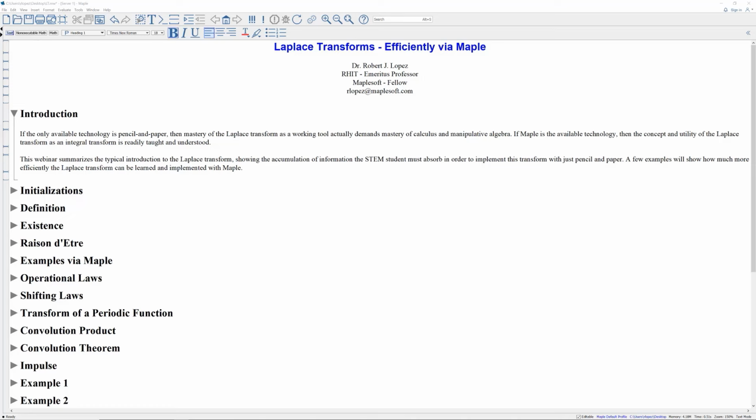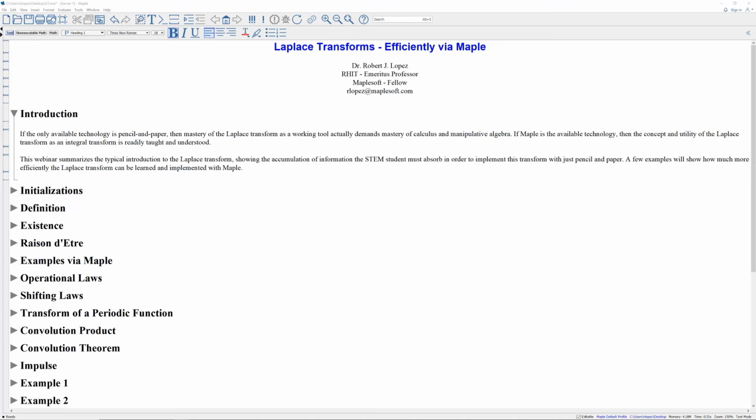Almost all ignore a technological implementation, so the working tool is by far by-hands manipulations. So that means there's a considerable burden of algebraic virtuosity required of the student in such courses.